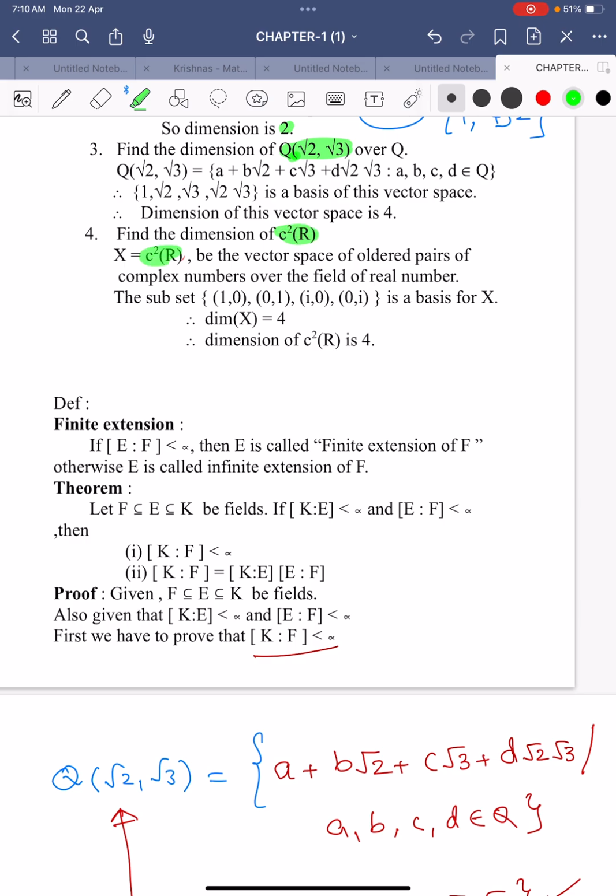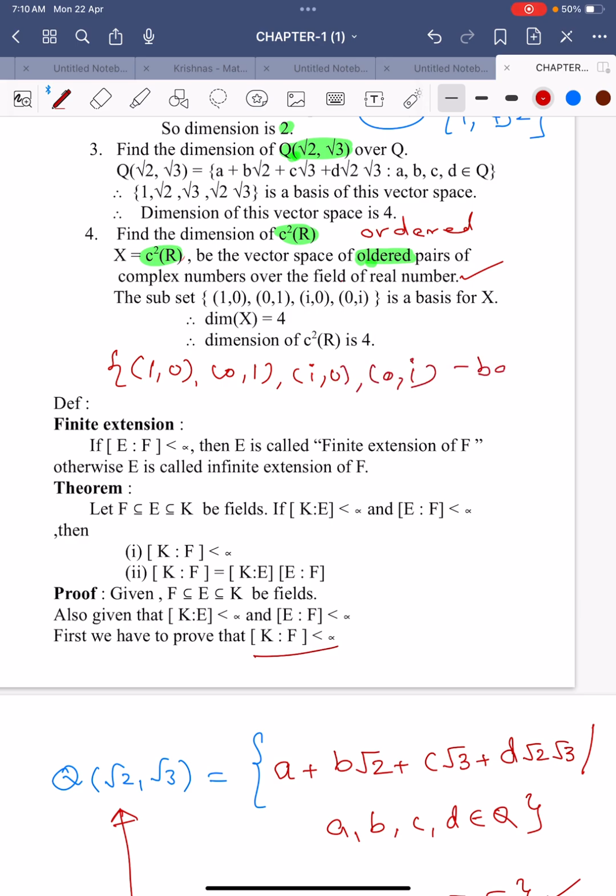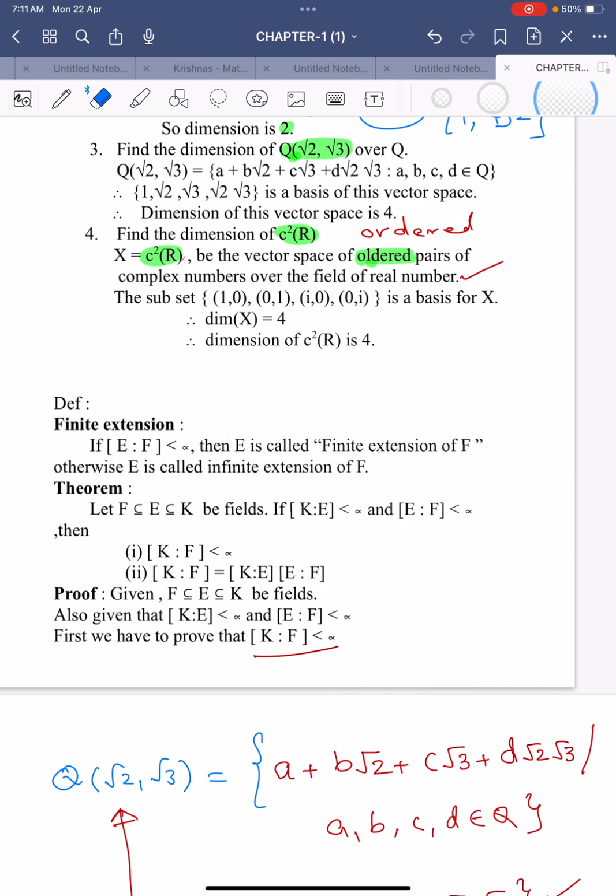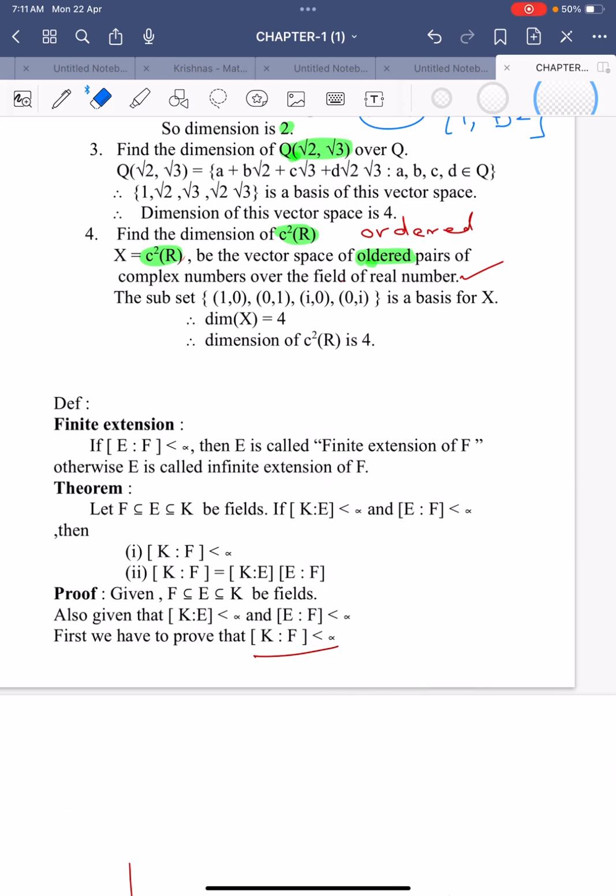Suppose C square over R is the vector space of all ordered pairs of complex numbers over the field of real numbers. The subset (1, 0), (0, 1), (i, 0) and (0, i) is a basis for C square over R. So the dimension of this set is 4, the dimension of C square over R is 4. That's it. These 4 examples are important for understanding the dimension of a field.